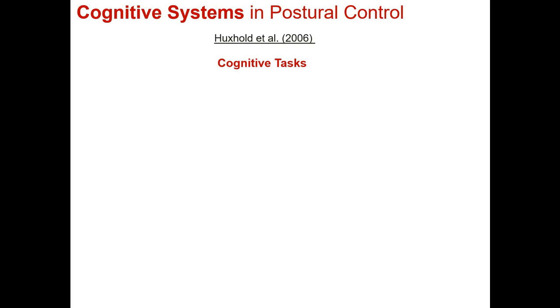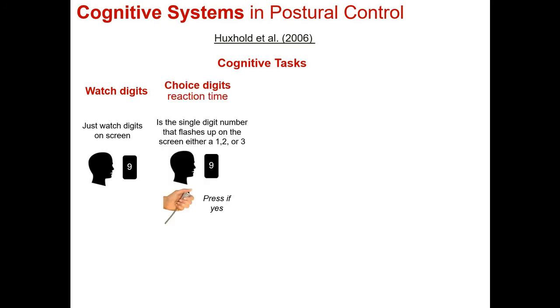Huxhold investigated 4 cognitive tasks that ranged in difficulty. The simplest task just involved watching digits appear on a screen in front of the participant. The next task involved watching digits appear on a screen and pressing a response button when a certain digit appeared on the screen. For example, you should press the button if you see either the number 1, 2, or 3.